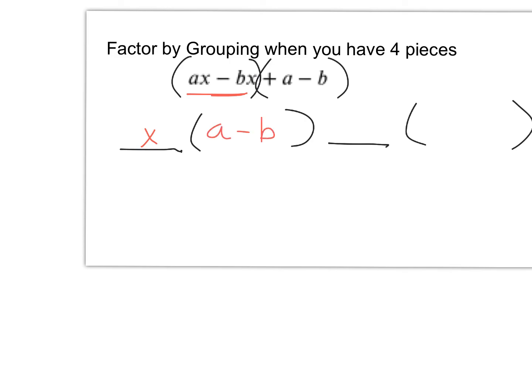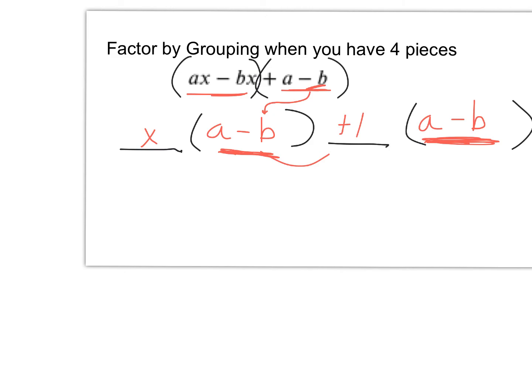Now, I have a minus b here. I need it to be a minus b. Common factor I can take out. Now, I don't want to change anything. So if I take negative b and divide it by negative b, I get positive 1. Again, remember, if I divide by 1, it doesn't do anything to the problem, which is what I want to have happen, because these already match.